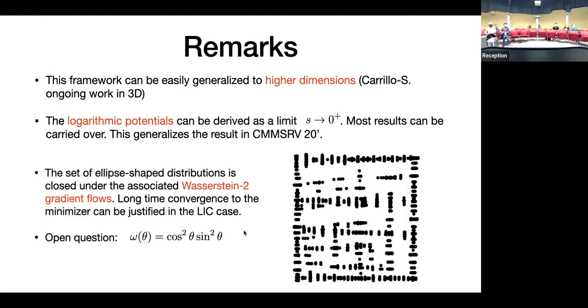Finally, let me leave you an open question, which is when your omega has 2 preferred directions. This one prefers both the horizontal and the vertical, and you see that the numerical simulation somehow gives you some local minimizer which has a fractal structure. And up to now, we are still trying to understand what's going on in this case. Okay, thank you.